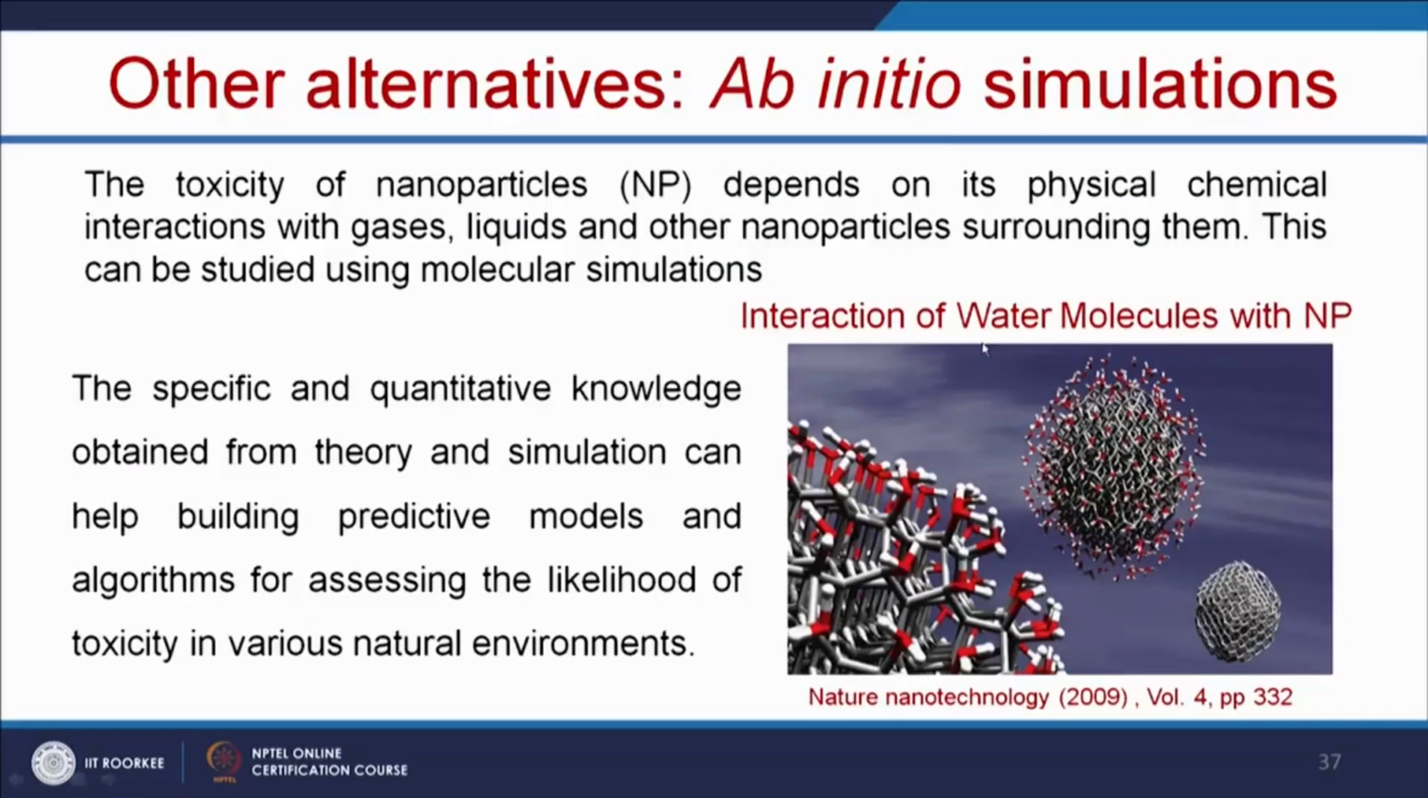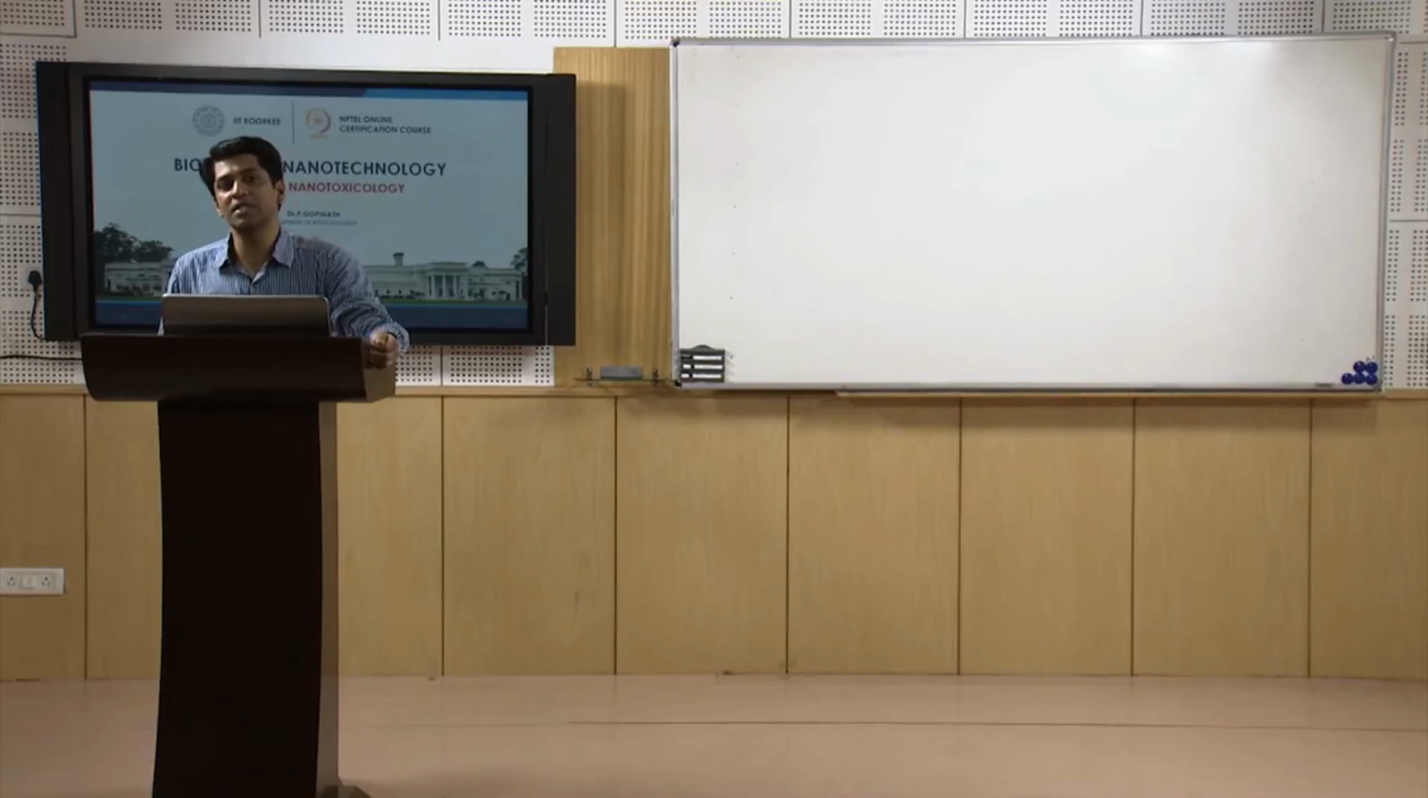And among other alternatives, we can also do modeling and simulation. The toxicity of nanoparticles depends on their physical and chemical interaction with the gases, liquids, and other nanoparticles surrounding them. So this can be studied using these molecular simulations. So the specific and quantitative knowledge obtained from theory and simulation can help build predictive models and algorithms for assessing the likelihood of toxicity in various natural environments. So if we know the toxicity of nanomaterials, we can do the modeling and simulation, and we can accelerate this nanotoxicity field. Okay.